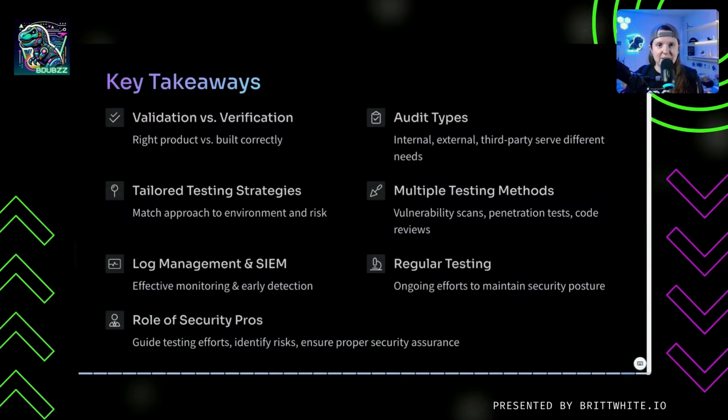Log management and SIEM systems act as our eyes and ears. They're essential tools for effective monitoring and early detection of security incidents. Regular testing isn't optional. Ongoing efforts like regression testing and compliance checks maintain your security posture over time. And finally, the role of security pros. That's you. Your expertise guides testing efforts, identifies risk, and ensures proper security assurance throughout the entire process.